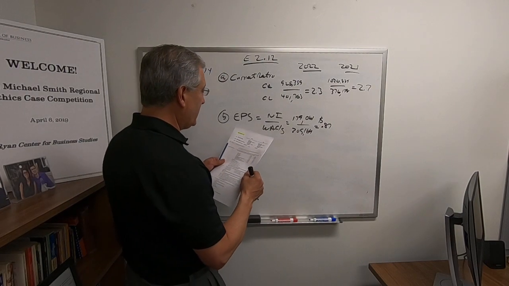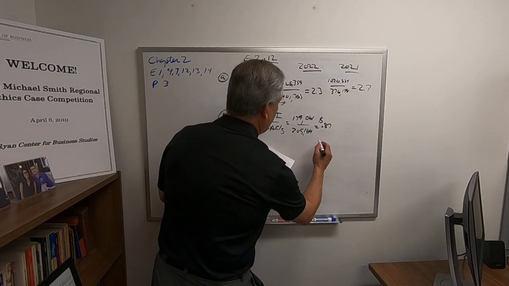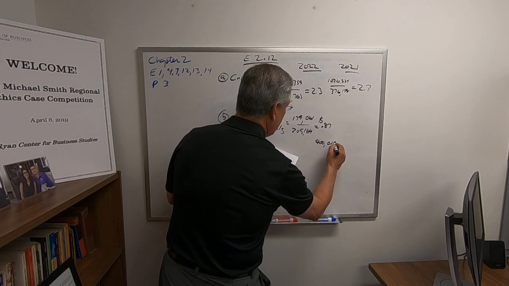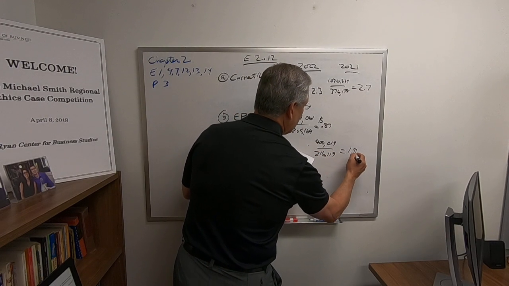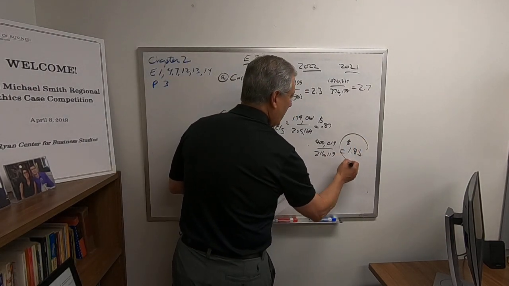We look at 2021, we're looking at net income of 400,019 divided by 216,119 equals $1.85 per share. So in 2021, they were at $1.85.